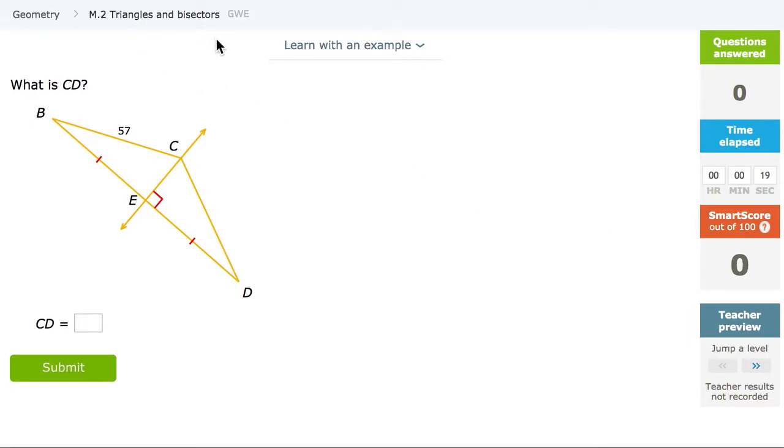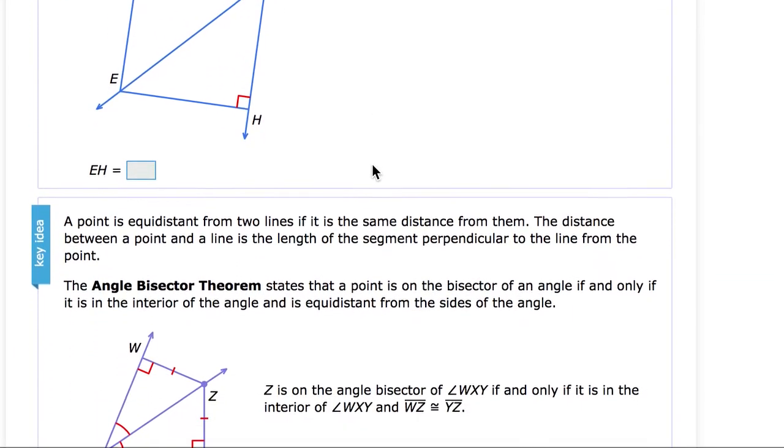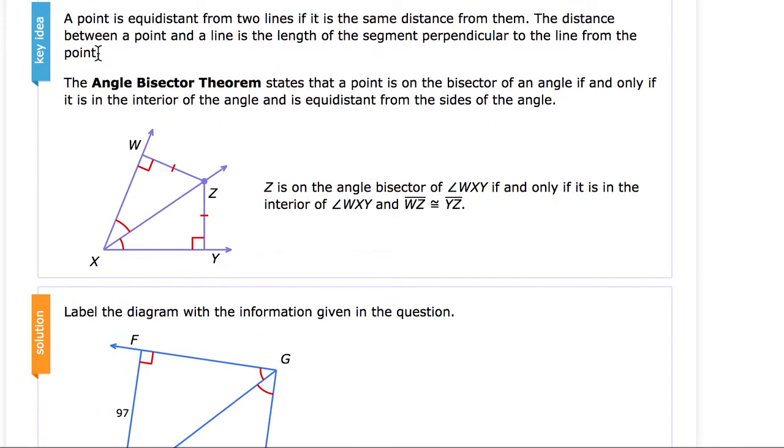Triangles and bisectors. Let's start with the Learn with an Example to explore one of the key ideas. A point is equidistant from two lines if it is the same distance from them. The distance between a point and a line is the length of the segment perpendicular to the line from the point. The angle bisector theorem states that a point is on the bisector of an angle if and only if it is in the interior of the angle and is equidistant from the sides of the angle.